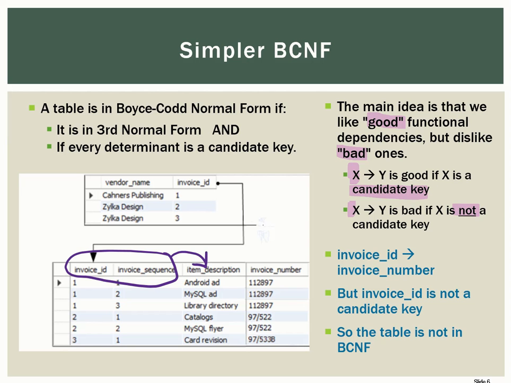But we have another functional dependency. We know that the invoice ID functionally determines the invoice number. We also know that the invoice number functionally determines the invoice ID. So it's a reciprocal functional dependency. But nonetheless, neither one of those, neither the invoice ID nor the invoice number, the left-hand sides, the determinants, are candidate keys. That functional dependency does not belong in this table, and the table is not in Boyce Codd Normal Form.